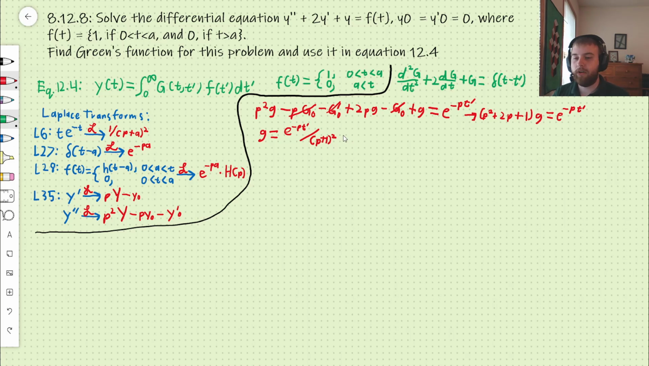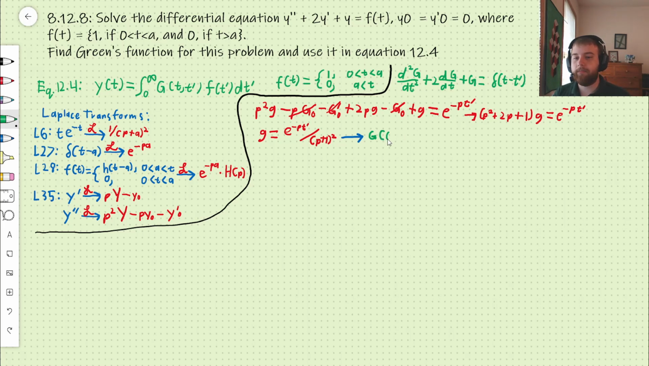Okay, so now that we're back in the real world again, I'm going to write everything in blue. So we want to find our Green's function, and now that we have it on one side, we can take the inverse Laplace transform of all of this. Actually, I'm going to write this in green since that's what I normally do on this YouTube channel. Okay.